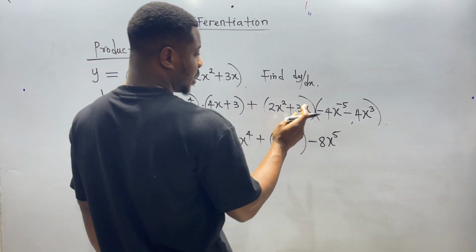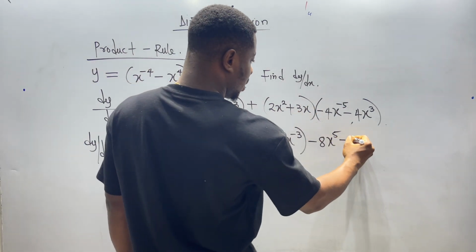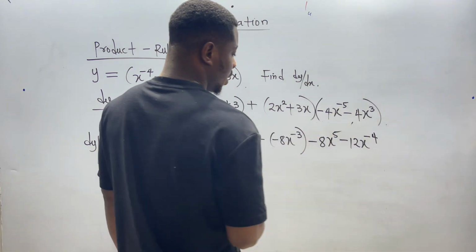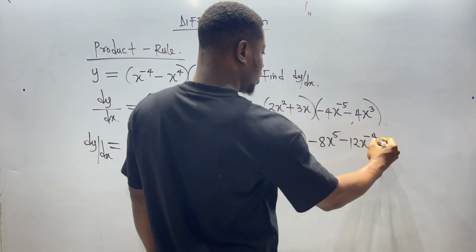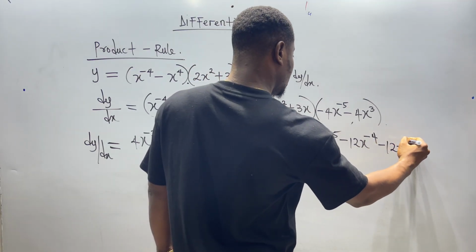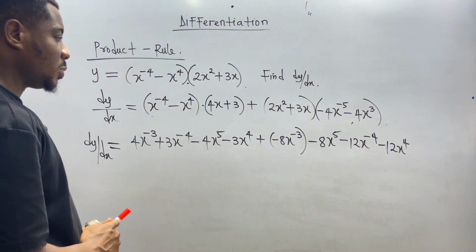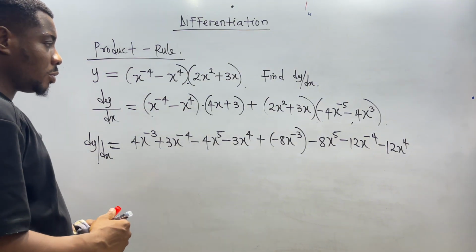So you use 3x now. 3x times this gives us negative 12x to the power of negative 4. Again, 3x times this gives us negative 12x to the power of 4. All right. So when we get to this point, next thing we'll do, we'll bring the like terms together.